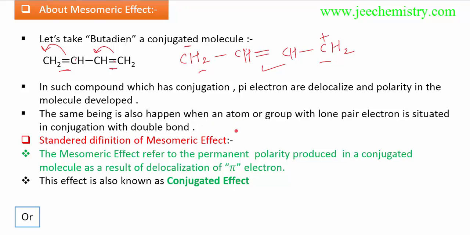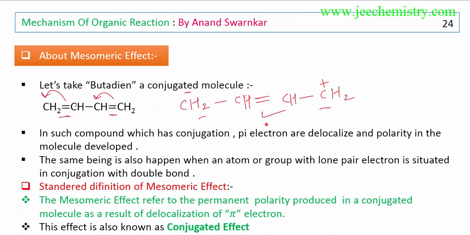The same thing also happens when an atom or group of atoms with a lone pair of electrons is situated in conjugation with a double bond. The same thing can happen if this type of conjugation is there. This lone pair will move like this, and here a negative charge will come, here a positive charge comes, and by this it will move like this.